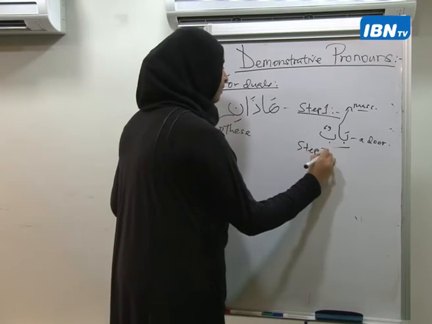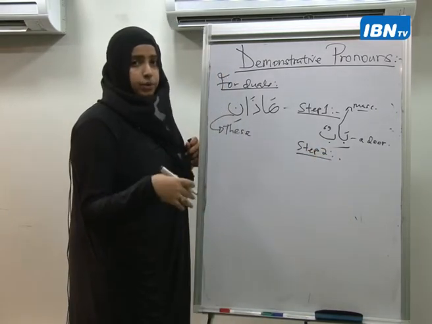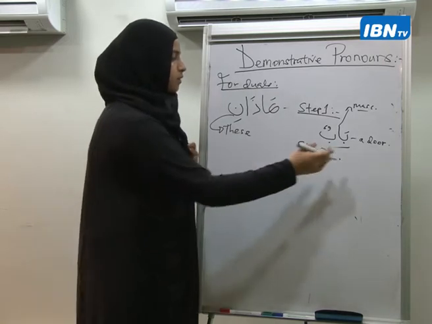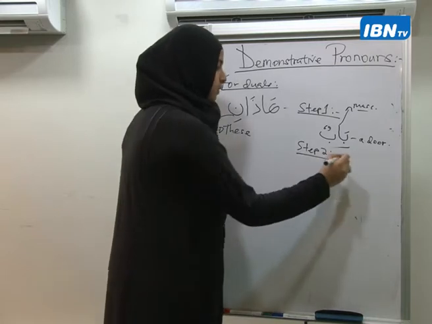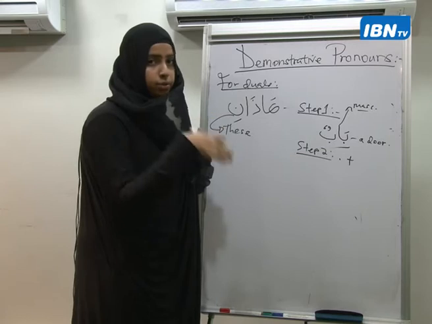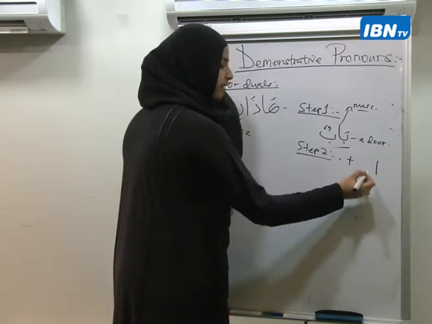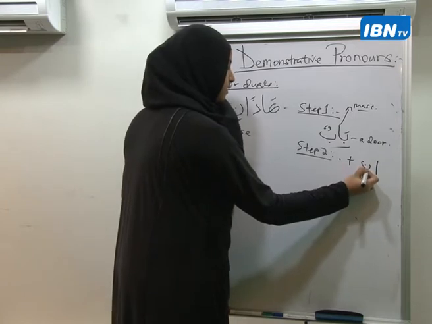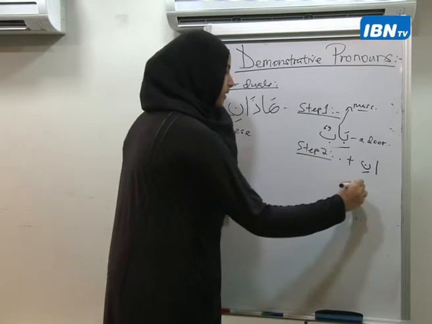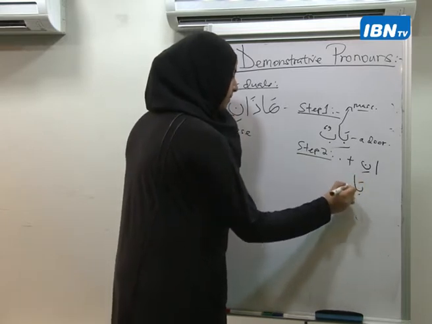So how will I convert it into dual? I said if it's a masculine word, you're going to add an alif plus nun kasra, right? So babun here, because I said that it's masculine, I will add alif and nun kasra. We had done this in our previous section. Okay, so that's my step 2. So babun becomes babani.